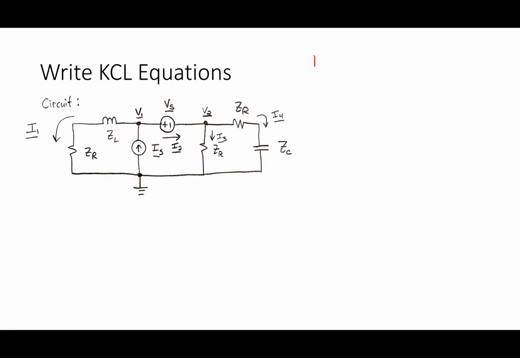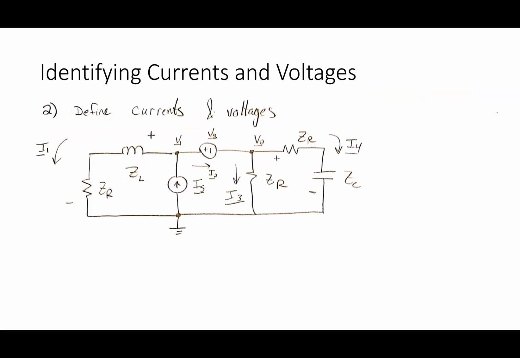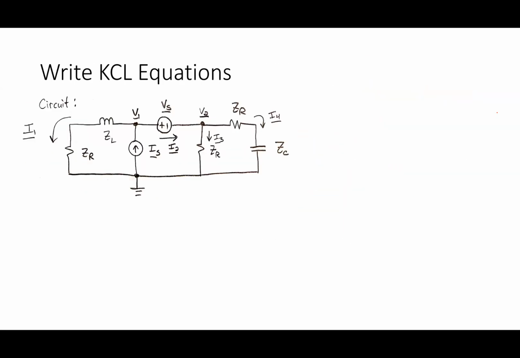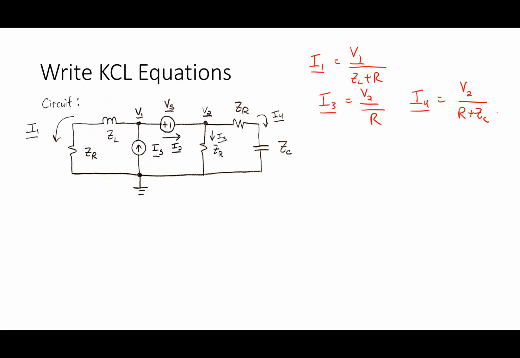All right. I1 equals V1 divided by ZL plus R. And I had that I3 was V2 divided by R. And I had that I4 was equal to V2 divided by R plus ZC. Now, I wrote the KCLs at each individual node on that previous slide, but I want to use the supernode relationship here.